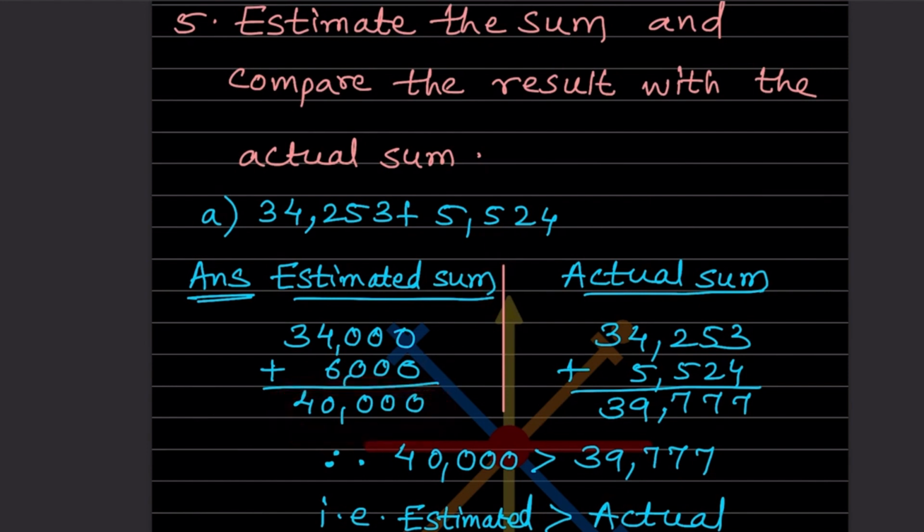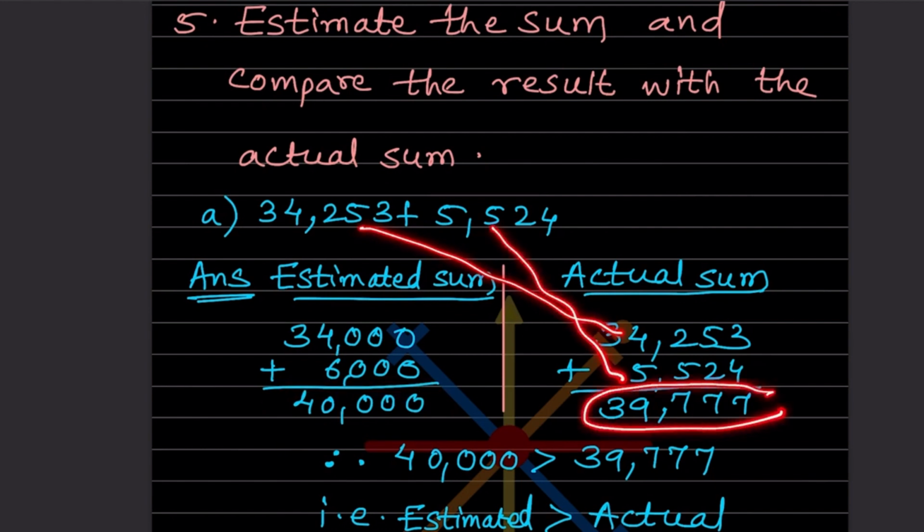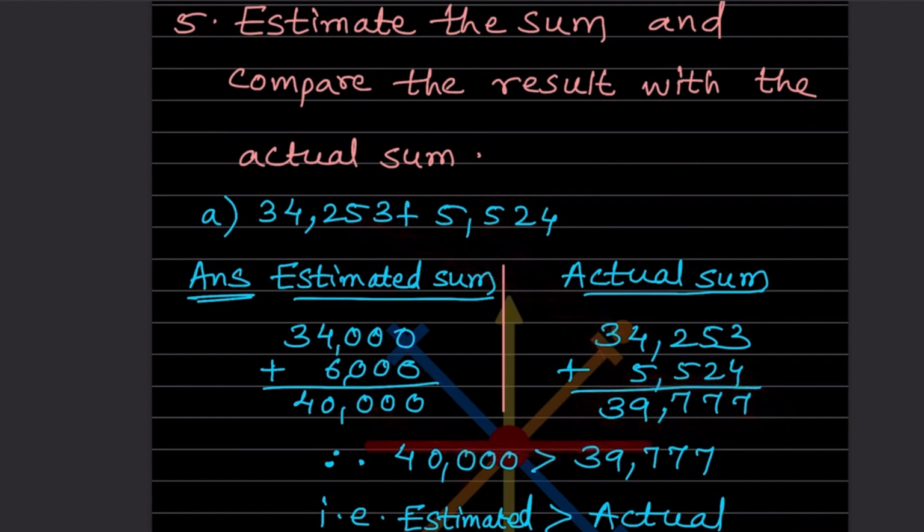For the actual sum, what are you going to do? You are going to write both the numbers as they are, and then you are going to add them. And now you are going to compare these two numbers. So 40,000 is greater than 39,730. So what are you going to do?